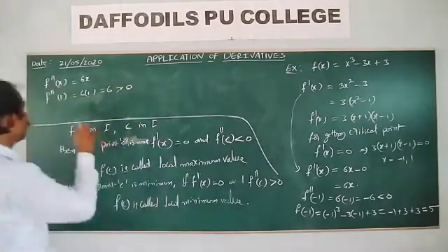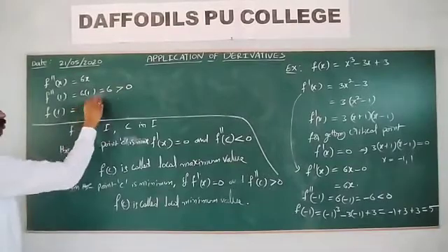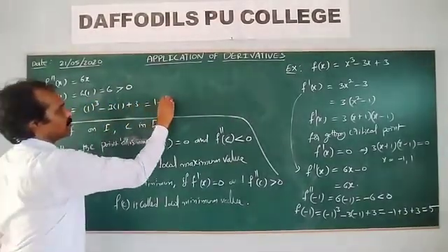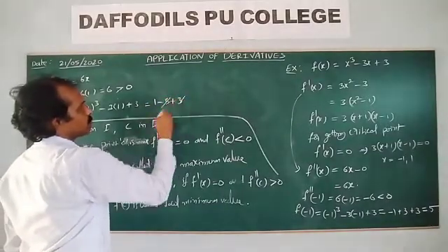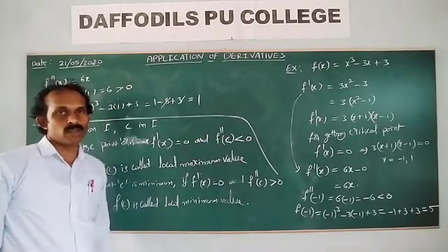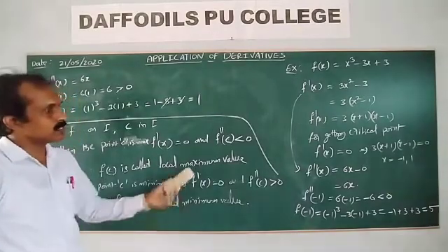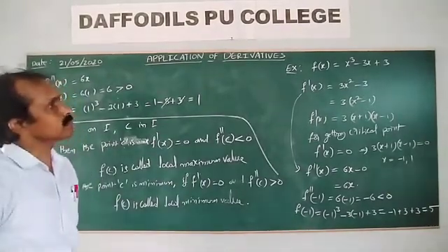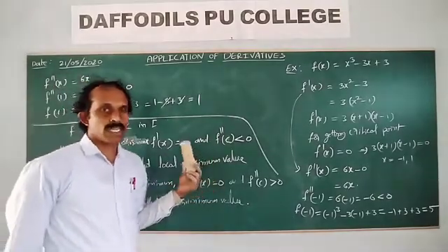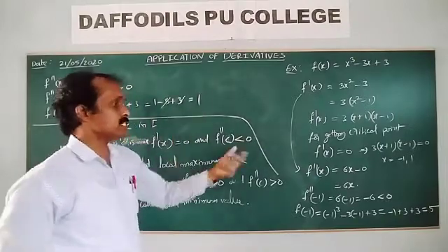Therefore, f of 1 is equal to, substituting there, 1 whole cube minus 3 into 1 plus 3. That is 1 minus 3 plus 3, the 3s cancel, giving 1. So this is the local minimum value. Okay, so like this we solve the problem by using the second derivative. Compared to the first derivative test, this is the easiest method.